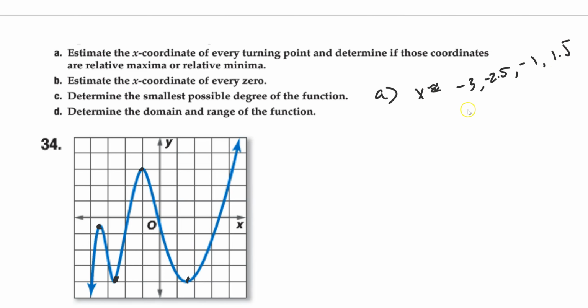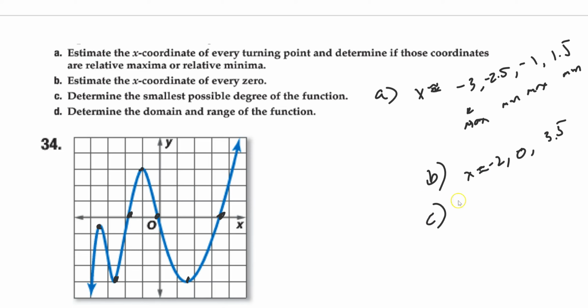This is a min, max, min, max, min. Okay, that's A. The zeros, I only see 3. So about -2, about 0, and about 3.5, maybe. It's estimation.